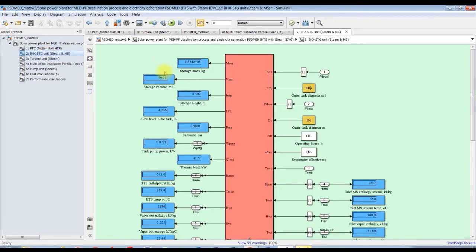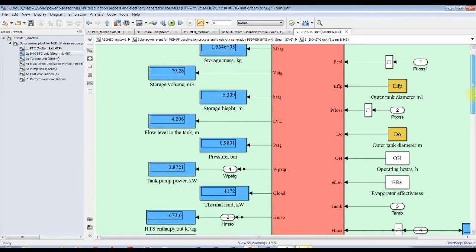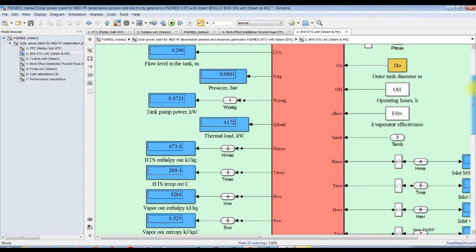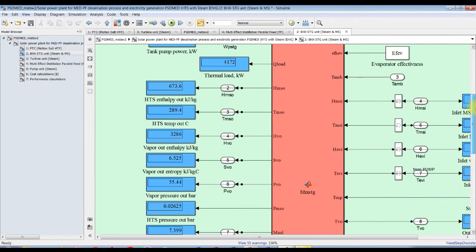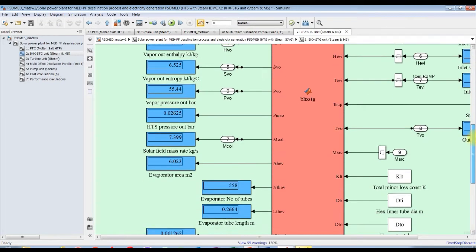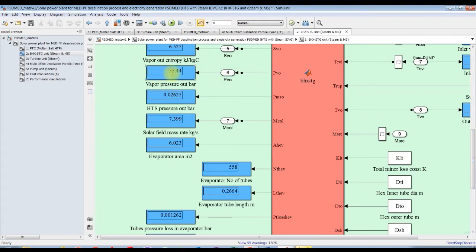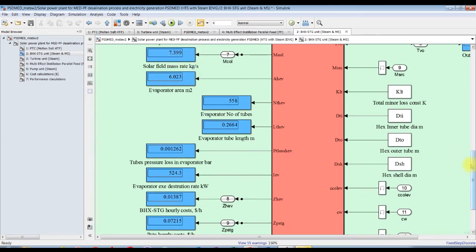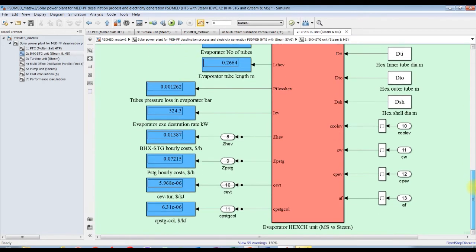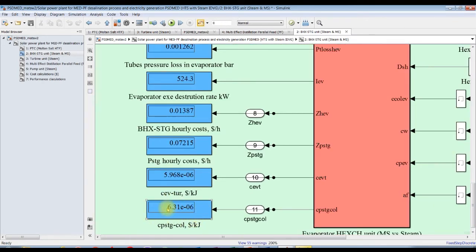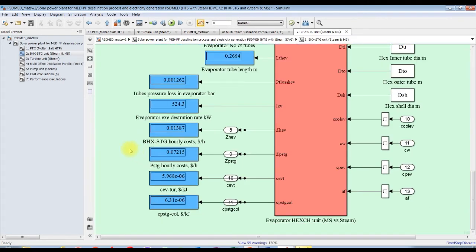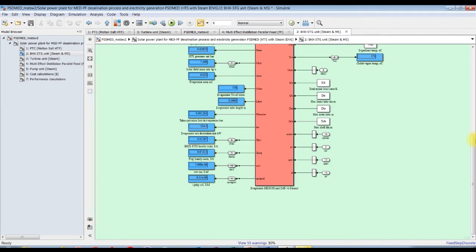Okay. For boiler heat exchanger, you can discover the total mass, total volume, storage height, flow level in the storage tank, pressure, thermal load, enthalpies, temperature, entropies. This is outlet vapor pressure around 55 bars. This is mass flow rate through the solar field, effective area, number of tubes, exergetic stream. This is exergetic stream parameter going from the pump inside the tank to the solar field.